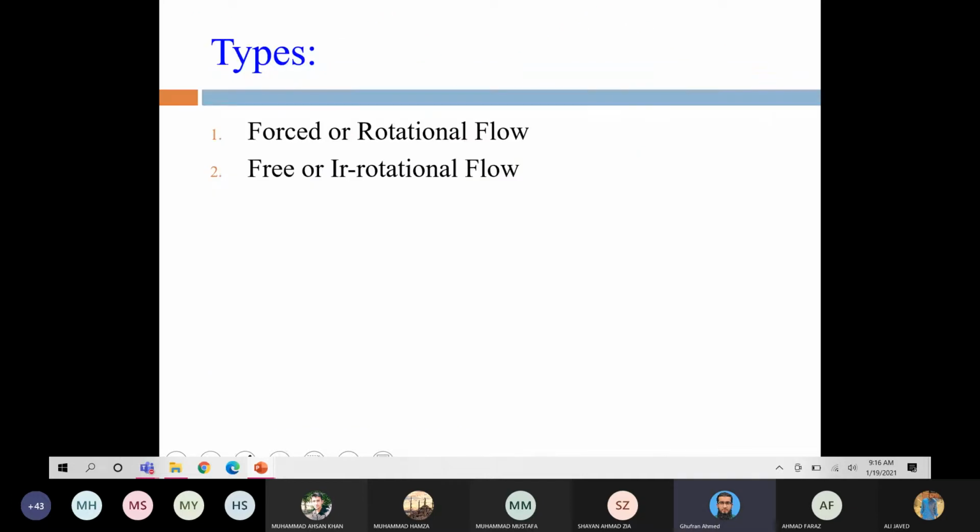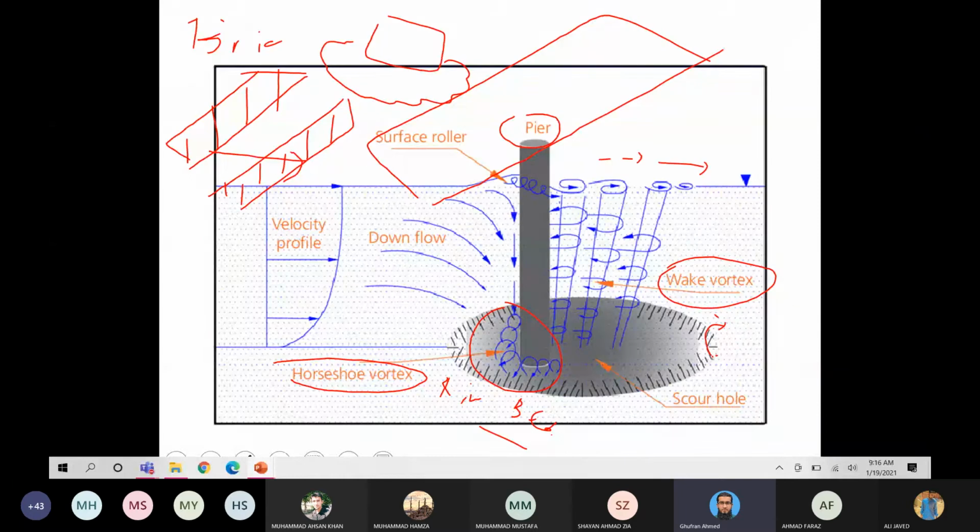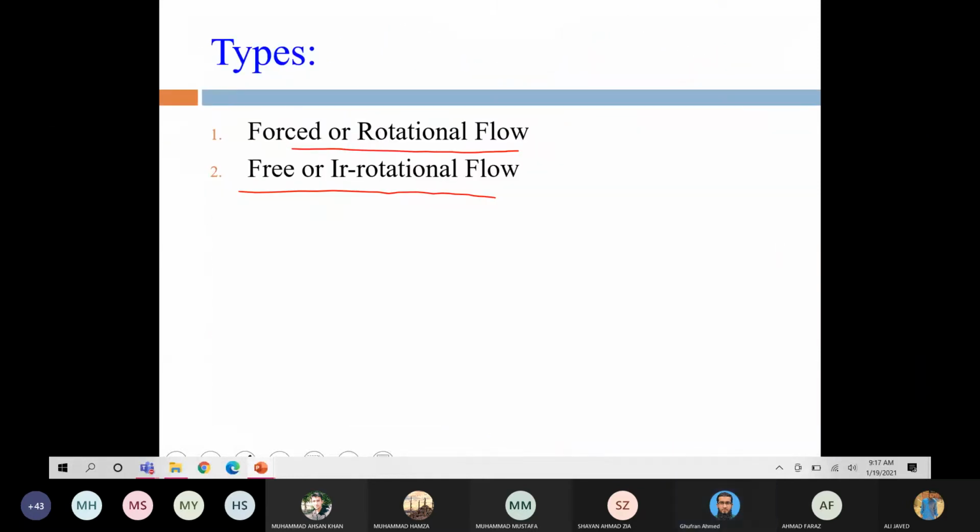So now the two types of vortex flow are the forced vortex flow and the free vortex flow. Forced means that we are generating the vortices by applying some force, just like this example. We are applying some force, either from a spoon or some automatic mechanism, or there can be free vortices.